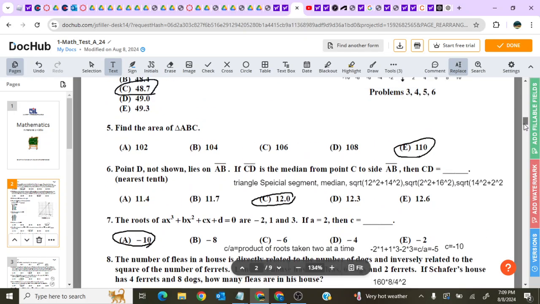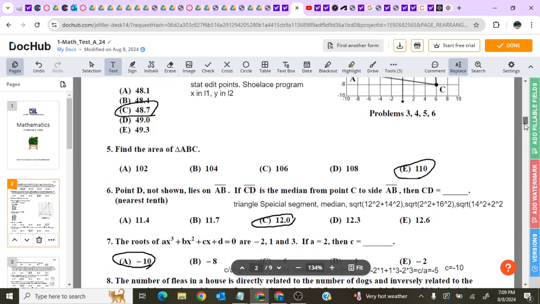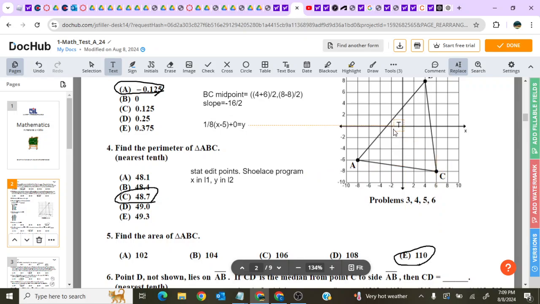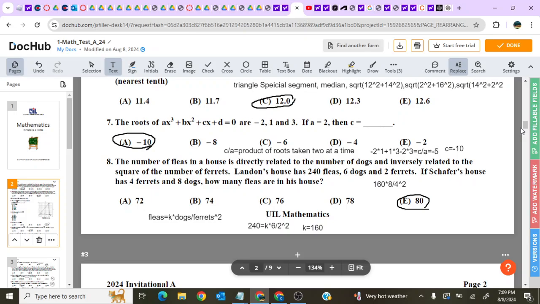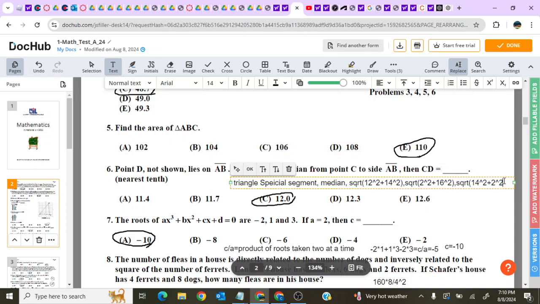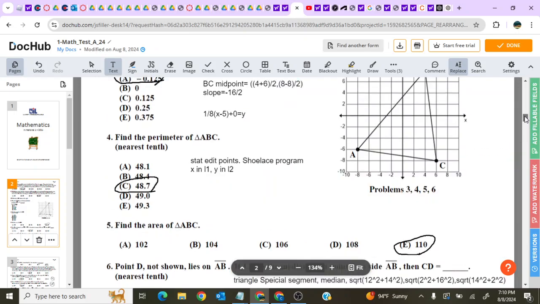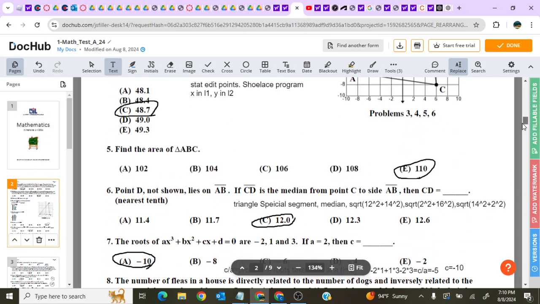Point D, not shown, lies on AB. If CD is the median from point C to the side AB, then what is CD? Basically, it's just asking what is the length of the median. So we can use our program, another program for this to find for median length. In this case, sorry, I scrolled down. You'll have to use special segments, and then you'll look for median, and then you'll have to plug in all 3 of your sides, which unfortunately you're going to have to figure out by Pythagorean theorem. It takes a bit. Change in x, change in y, square those values, square root it, and you get the side length. Hopefully you remember that formula from like algebra or something.